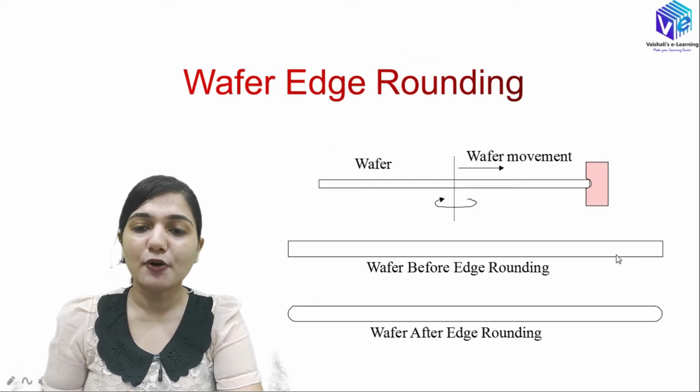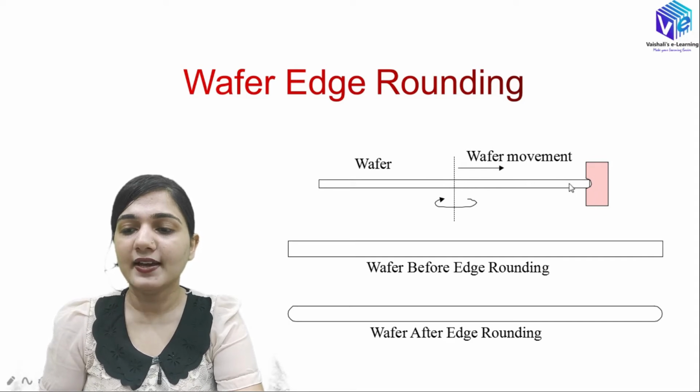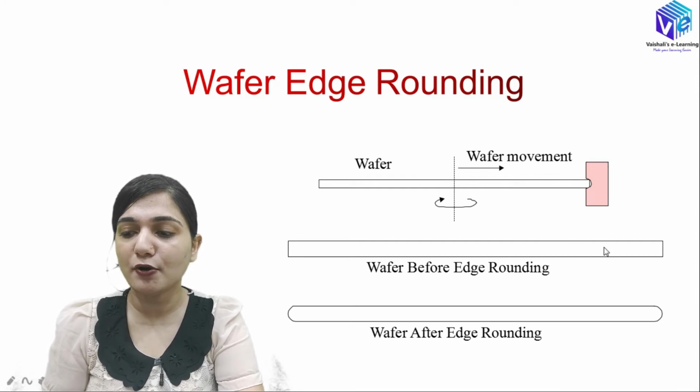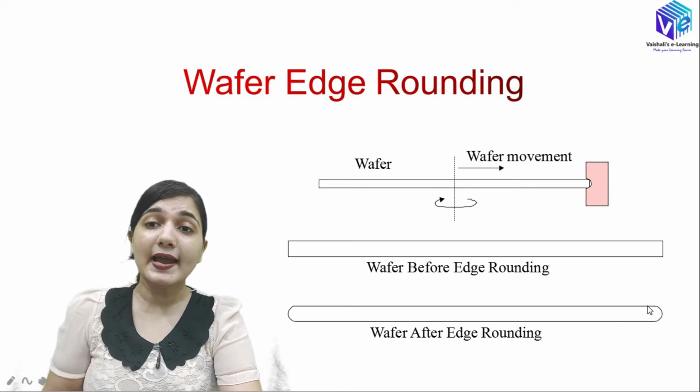Okay, so now this is the wafer edge rounding. This is my wafer. Here you can see this is my cutter, and here my wafer will be rotated. Before the edge rounding, it will have edges like this, and after the edge rounding, I will have edges like this. Now why is it done?